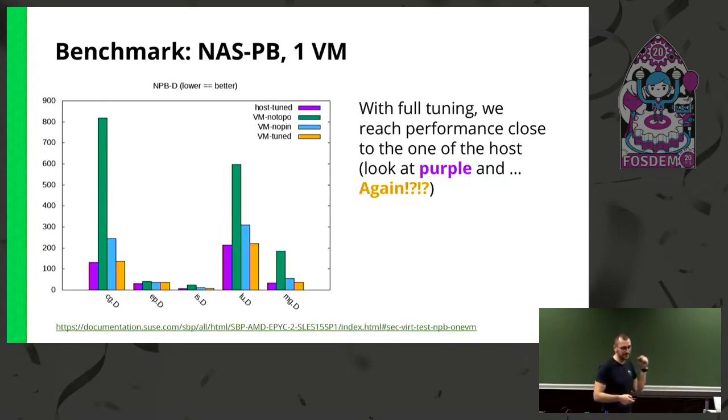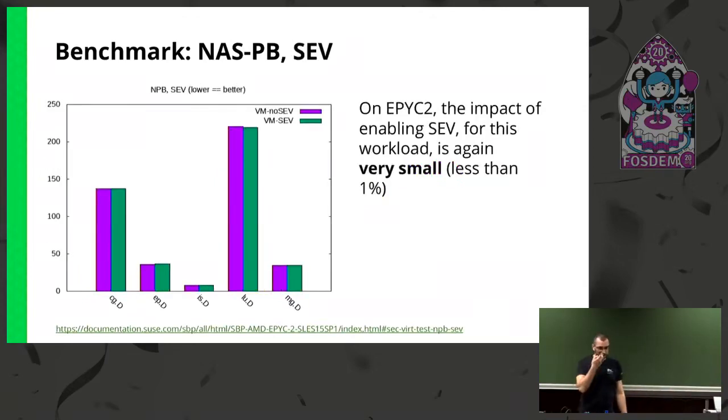Basically, first bar bare metal, last bar VM with tuning, and we want them to match and to be very similar. And that's actually the case with tuning applied in all the various variants of the NAS-PB benchmark. And again, I also benchmarked with encrypted virtualization enabled or disabled with this CPU-intensive benchmark, and again, less than 1% performance impact, which is very good.